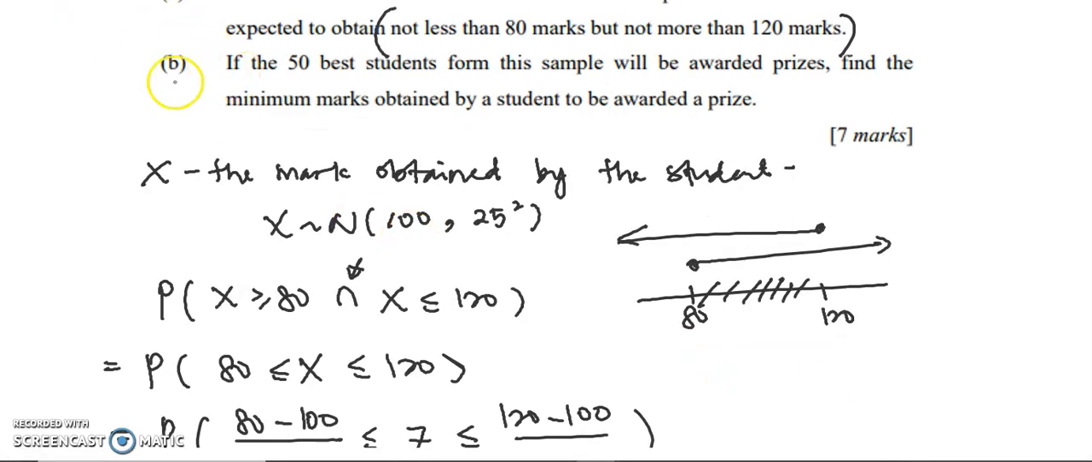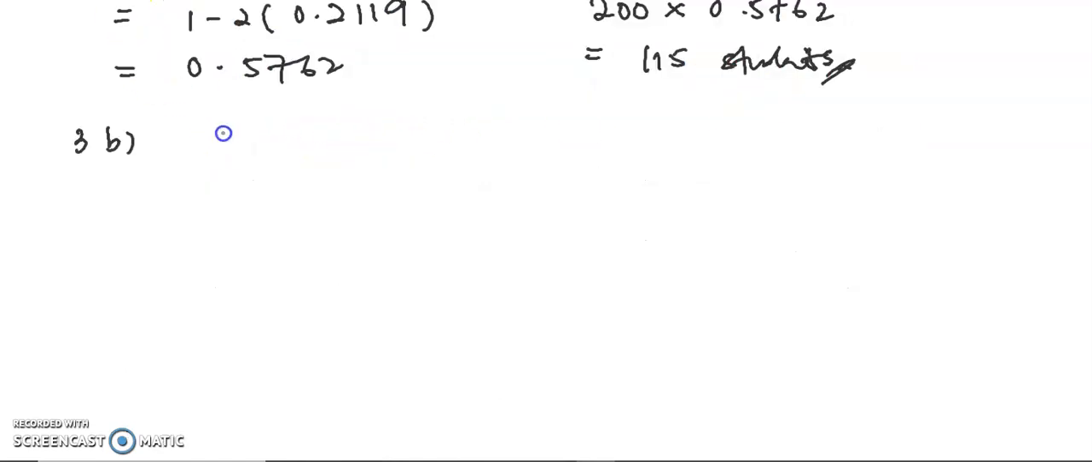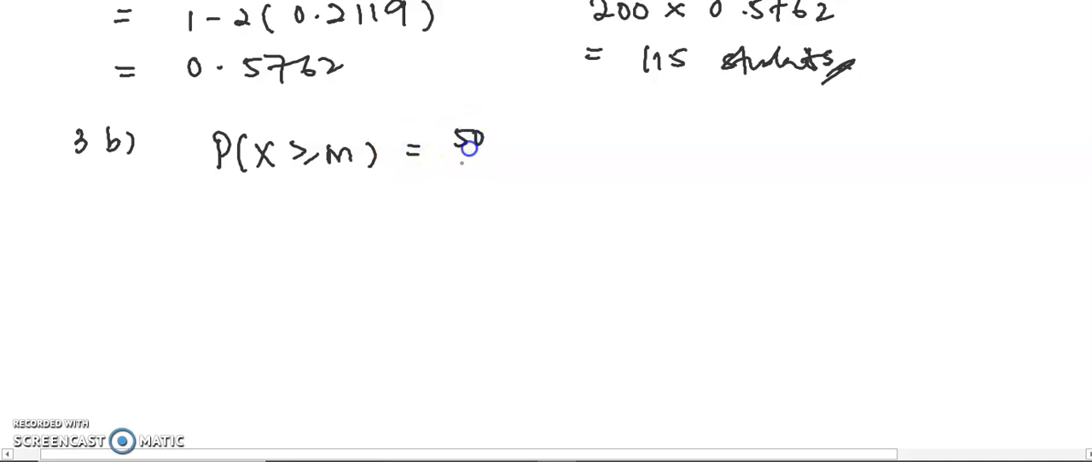And come to question B. If the 50 best students from this sample will be awarded prizes, find the minimum mark obtained by a student to be awarded the prize. So we set the probability for X greater than or equal to m, where m is the mark, which is equivalent to 50 students out of 200 students getting the prize. So the probability will be 50 over 200. And our purpose now is to get the value of m.